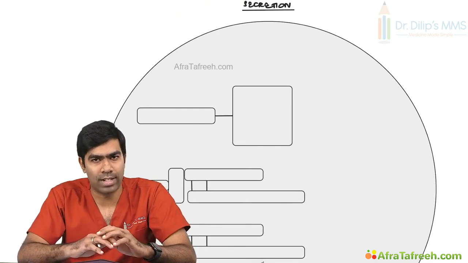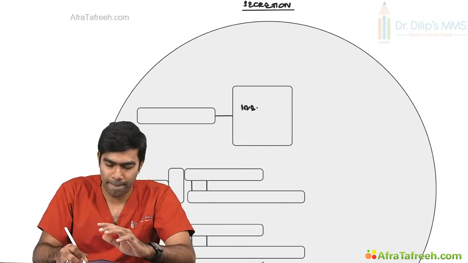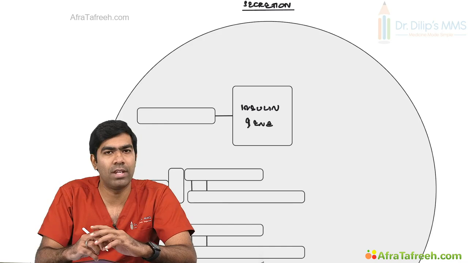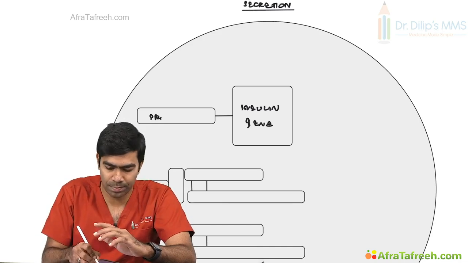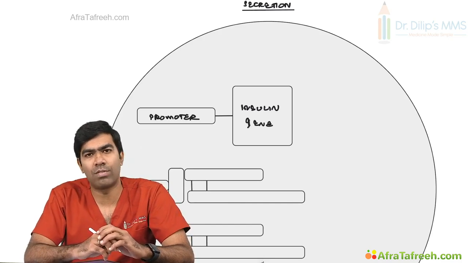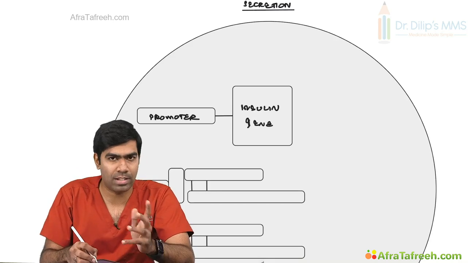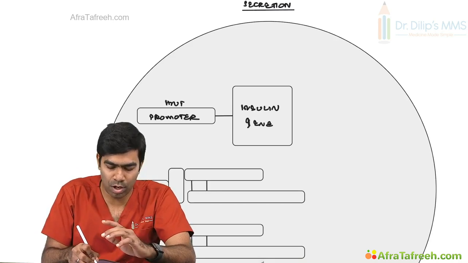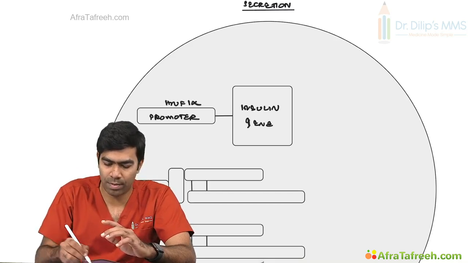And how is insulin going to get secreted? So let us start with the insulin gene for that matter. And obviously we know every eukaryotic gene is going to have a promoter. And this promoter is actually influenced by a variety of molecules and transcription factors. For example, the most important of all being HNF1 alpha.